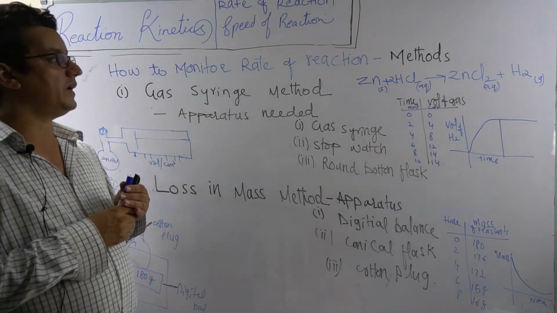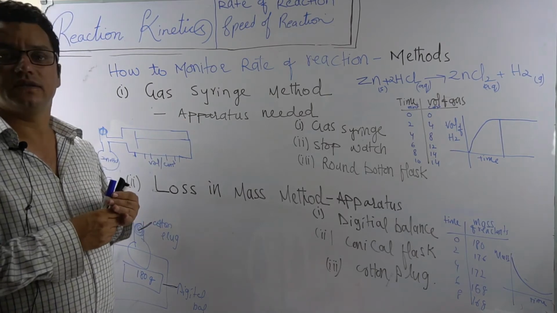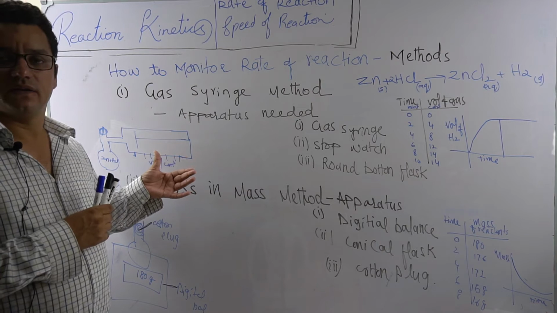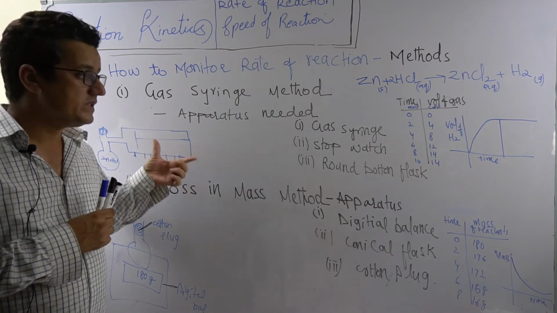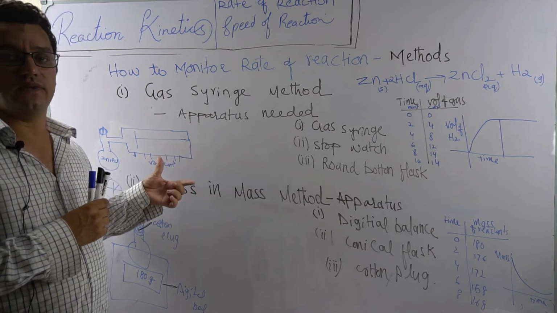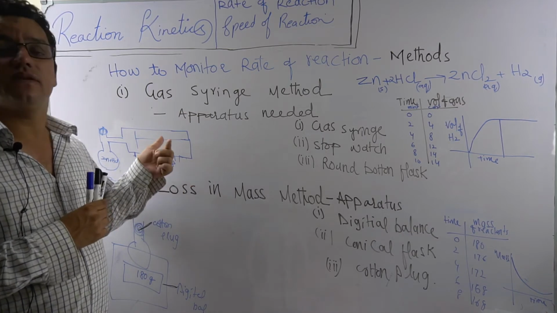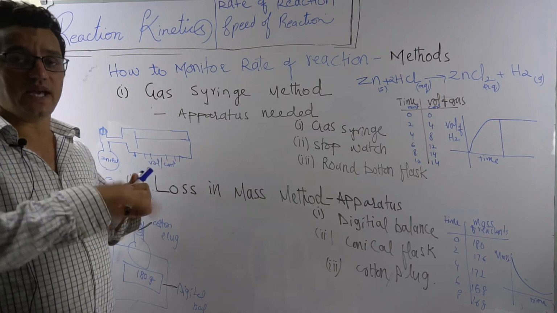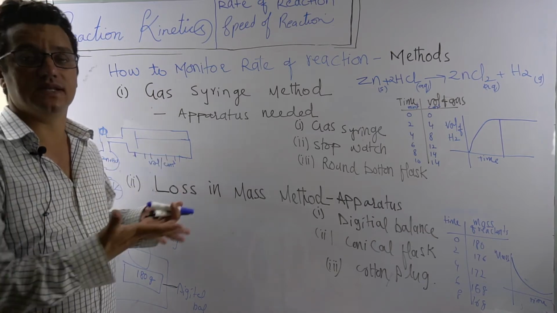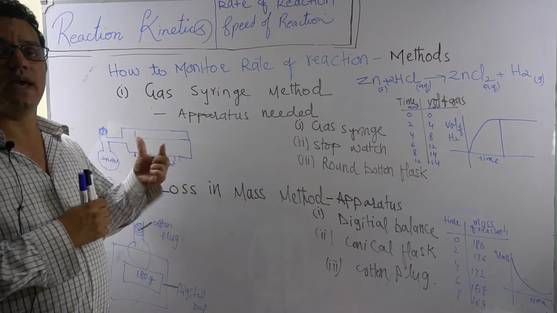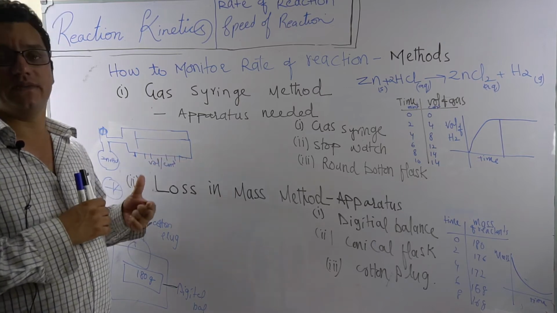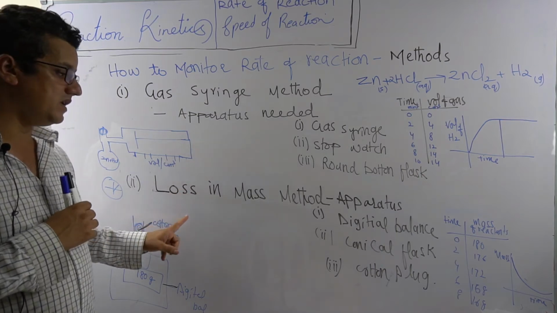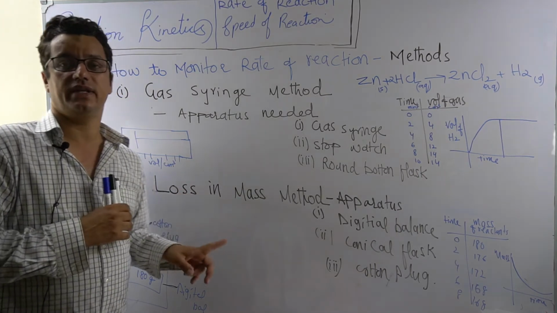So we want to find out the rate of reaction, or we want to monitor the rate of the reaction, because we want to check the factors that influence the rate of the reaction. And to check each factor, we should have a monitoring mechanism, so that when we change that factor, we can see how the rate varies. Normally there are two main methods to find out the rate of reaction. One is the gas syringe method, and the other in your syllabus is the loss in mass method.